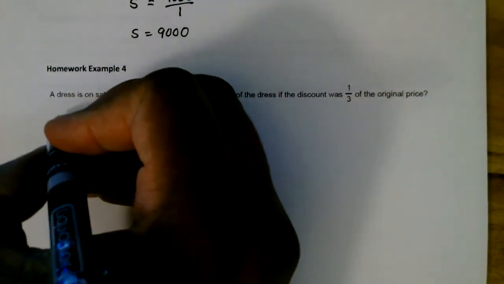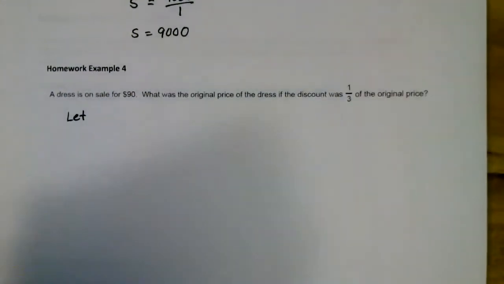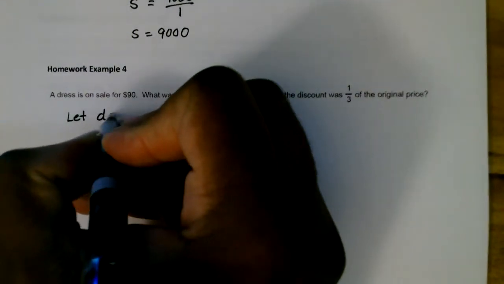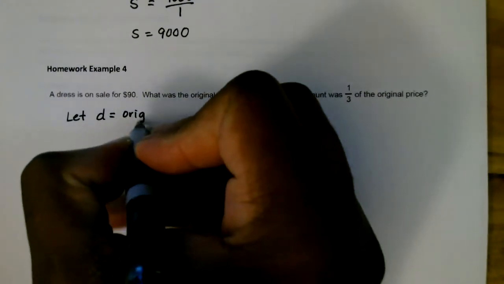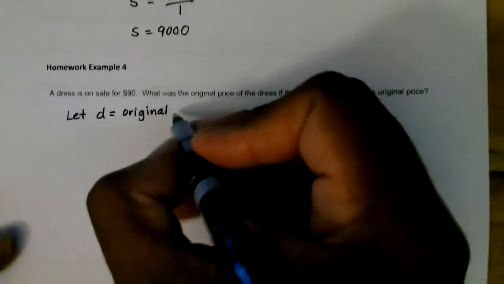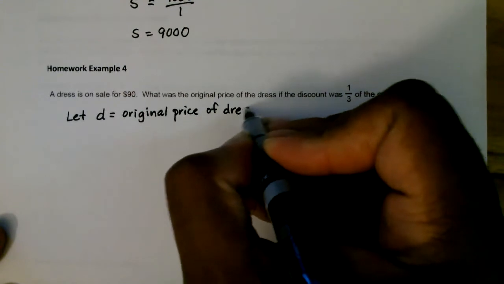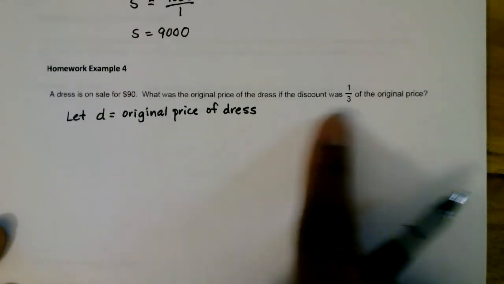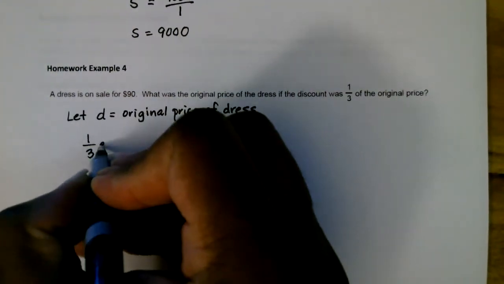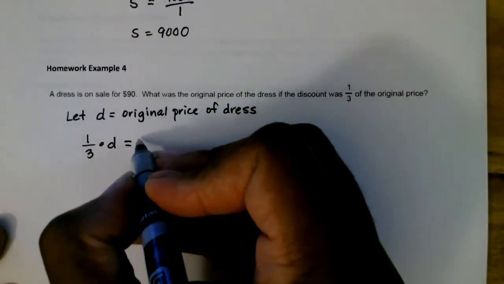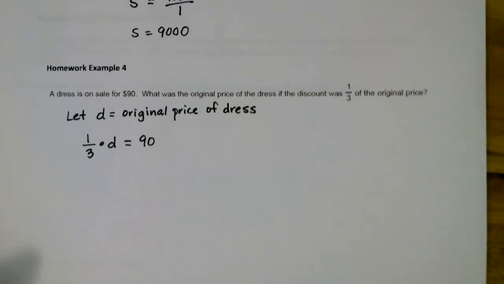So now we're going to find the original price. So I'm going to let, well, we're dealing with the dress, let's say D, be the original price of the dress. Now the discount was 1/3 of the original price. So it's going to be 1/3 times D, and that's going to be equal to the sale price of $90. So we got 1/3 D is equal to 90.